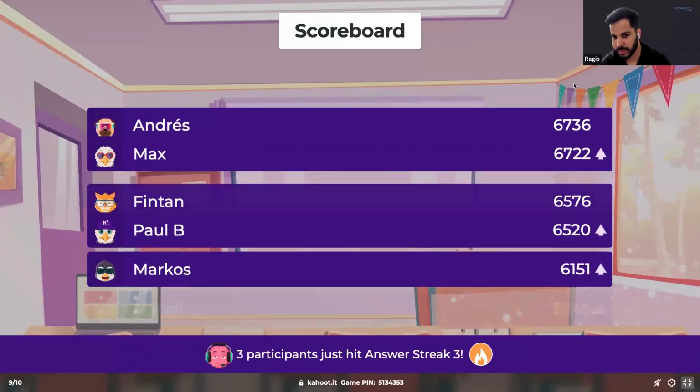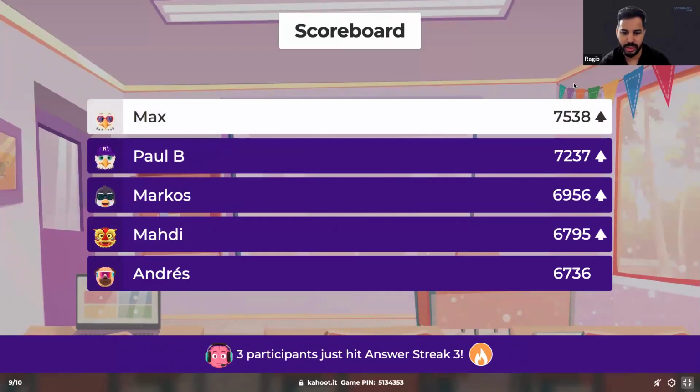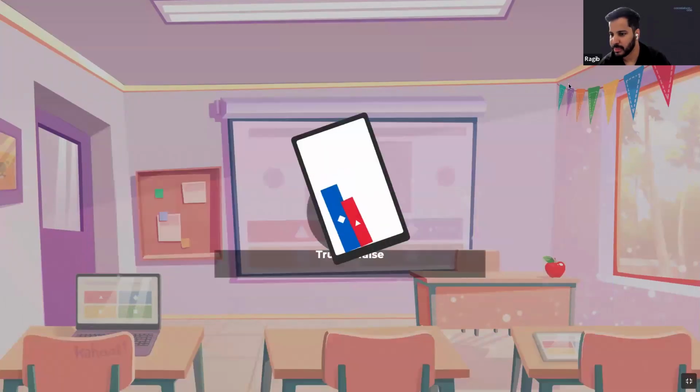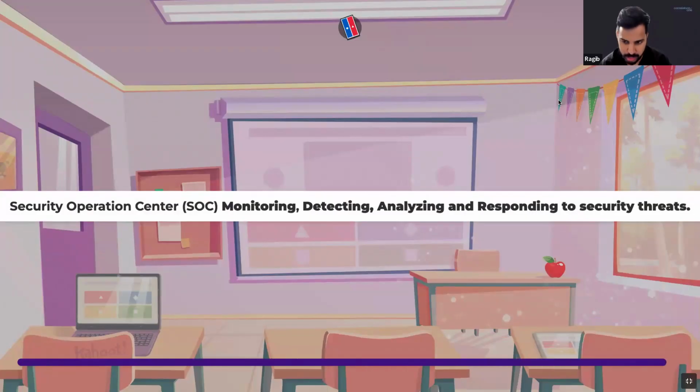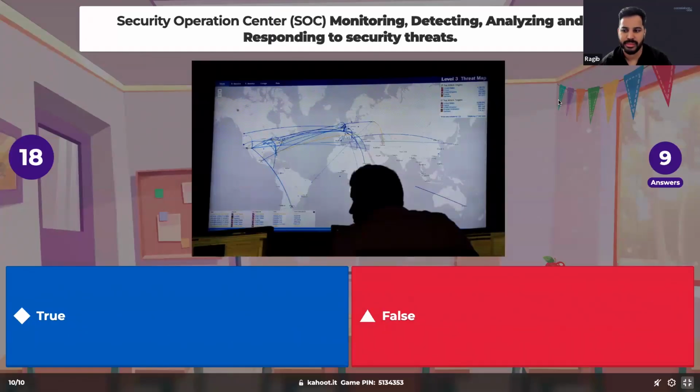All right, so let's see. Oh, Max is on the top. Andres has lost his first spot. Paul B, Marcos. I think it's going to be tied between Max and Paul Bird. So this is the last question. Good luck to everybody. True or false? SOC: monitoring, detecting, analyzing, and responding to security threats.